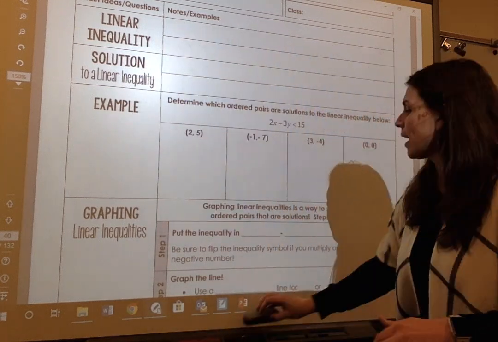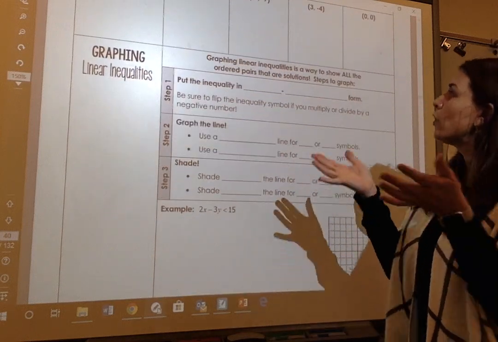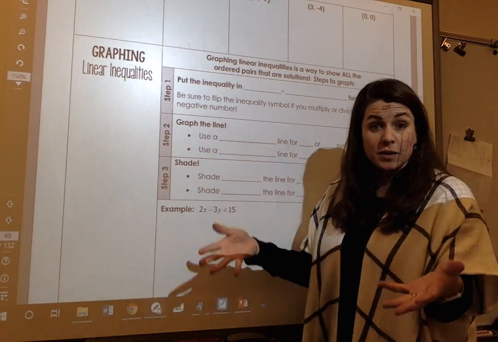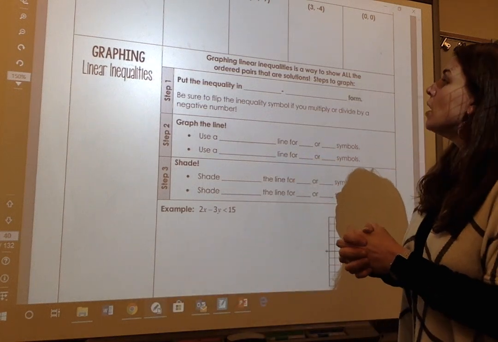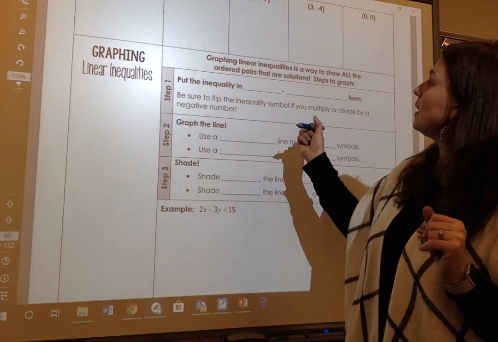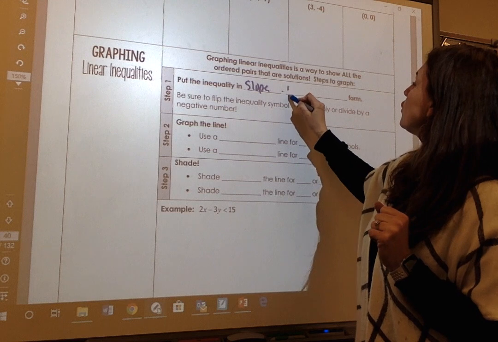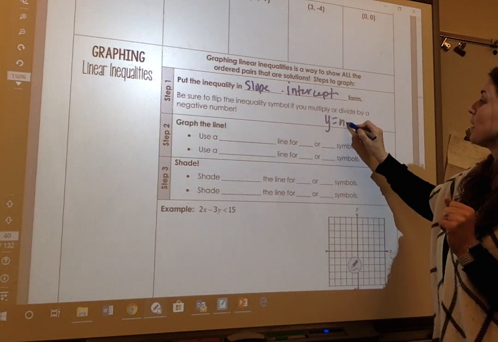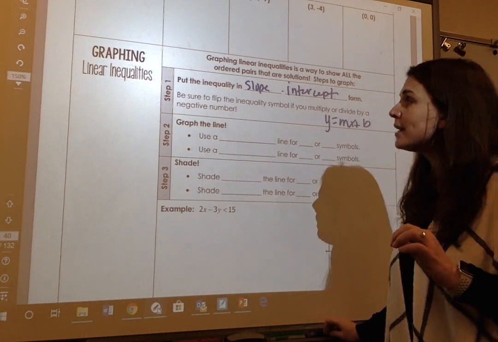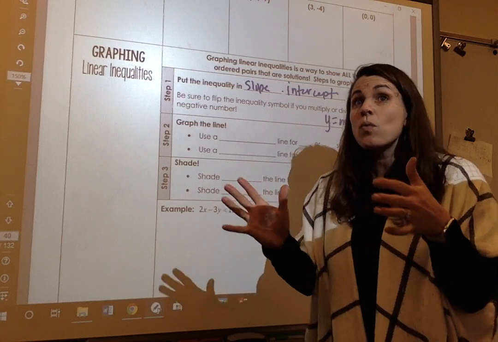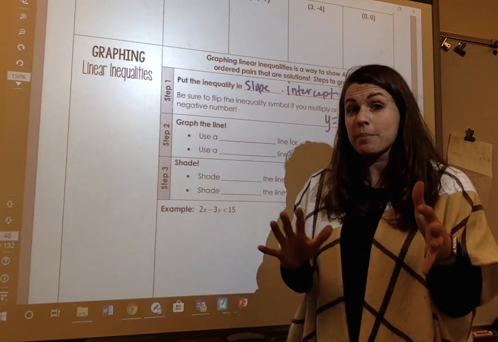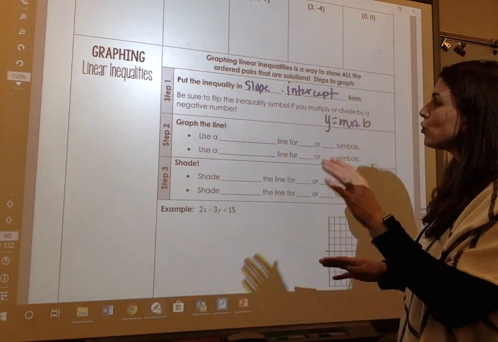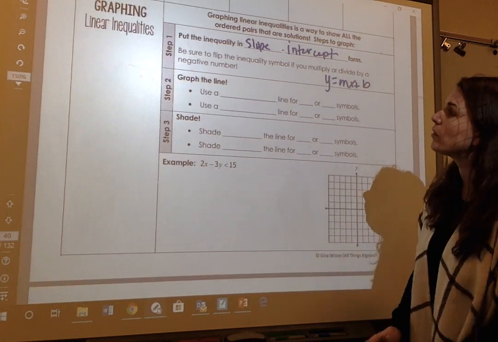All right, when we graph linear inequalities, we still want to put it in the form y equals mx plus b. That's how we know to graph. That's what we've been doing. So our first step is we're going to put the inequality in slope-intercept form, which, remember, is y equals mx plus b. And my inequality still holds true. Remember when we did inequalities and we multiplied or divided both sides by a negative? Do you remember what happened? We flipped our signs. The same holds true. That doesn't change. So we're going to do that as well.